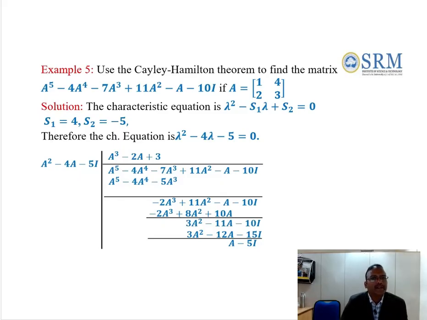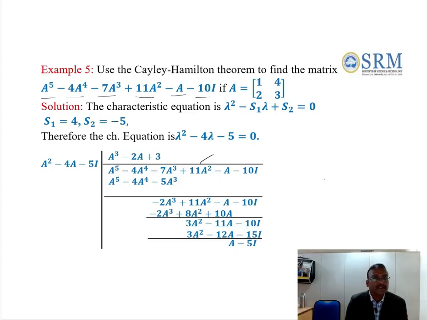Then next, see the next example. Use the Cayley-Hamilton theorem to find the matrix equation. What is the matrix equation? A power 5. Look at this expression. It is a very complicated expression. This is A power 5 minus 4A power 4 minus 7A cube plus 11A square minus A minus 10I, where A is a 2 cross 2 matrix.